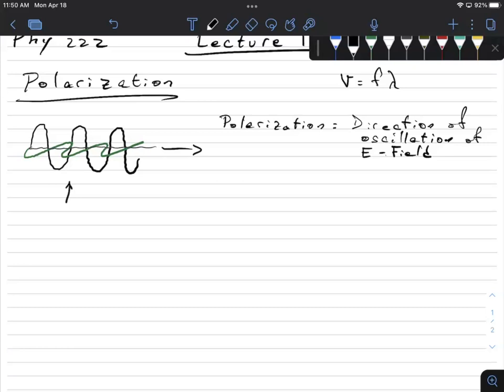Now, because all light is created by electric and magnetic fields oscillating, all light must be polarized, because the electric field has to be oscillating in some direction. And so every light is always polarized in some direction. The thing is, sometimes you will hear that the light from the sun is unpolarized, or light from this particular light bulb is unpolarized. Well, note that unpolarized, quote unquote, all that means is it's randomly polarized.